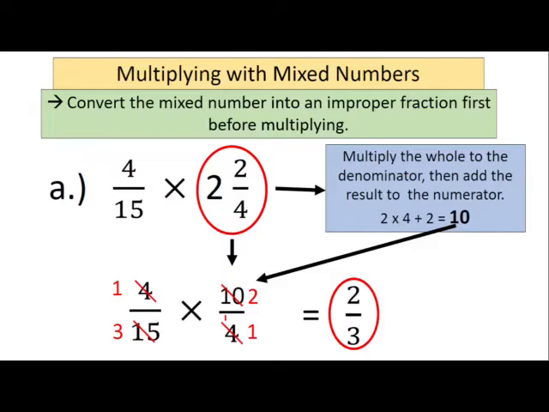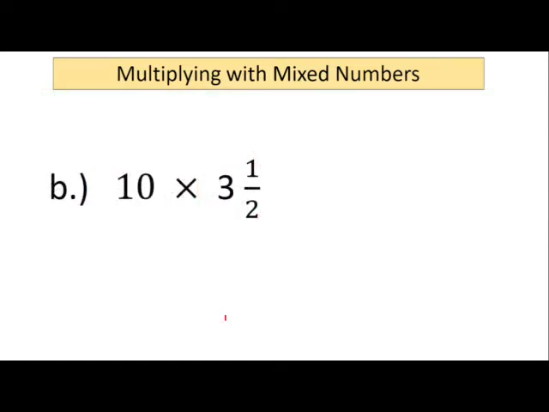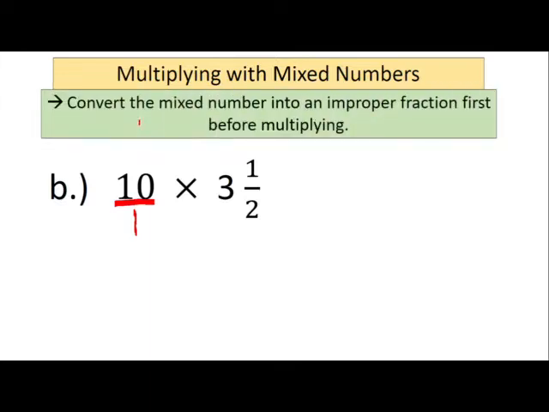Let's have another one. Now, we have a whole number 10, obviously, being multiplied to 3 and 1/2. Anong sabi natin kasi kapag meron tayong whole number when we are multiplying fractions? Gawin din natin siyang fraction form. Let's have it with a denominator of 1. We'll do that later. But first, let us convert our mixed number into its improper fraction form before we could multiply.